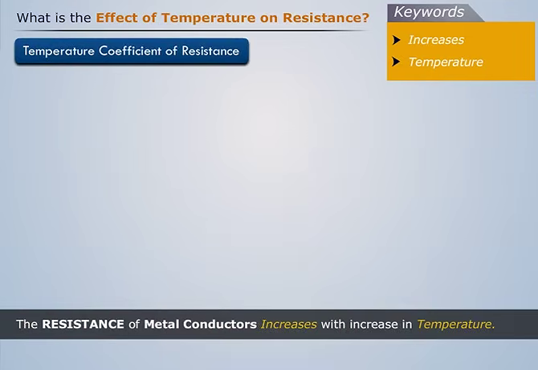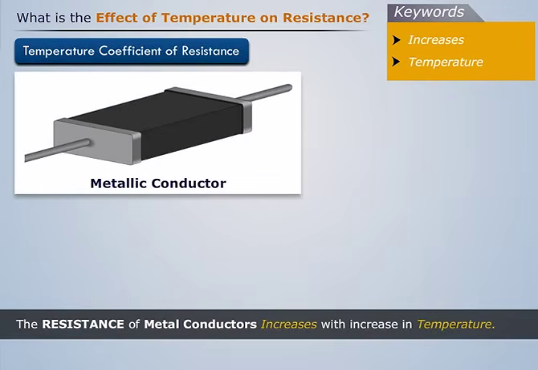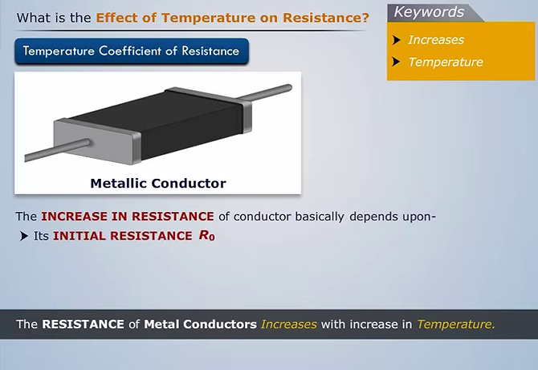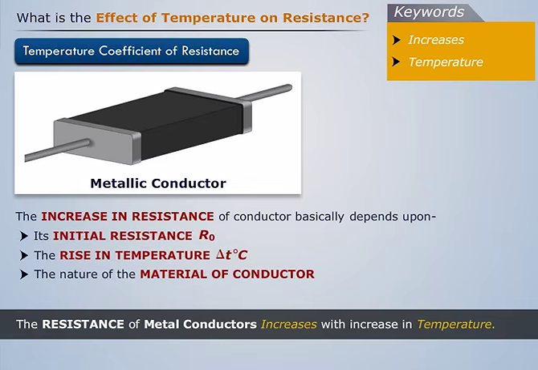Now let's understand the concept of temperature coefficient of resistance. Consider a metallic conductor of resistance R0 at temperature 0 degrees Celsius. Let its resistance be RT when heated to a temperature of T degrees Celsius. The increase in resistance of the conductor basically depends upon its initial resistance R0, the rise in temperature, and the nature of the material of the conductor.